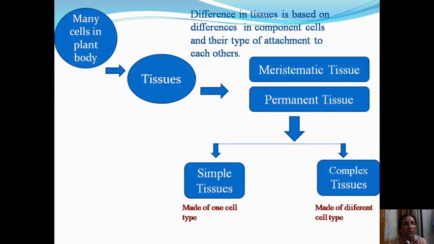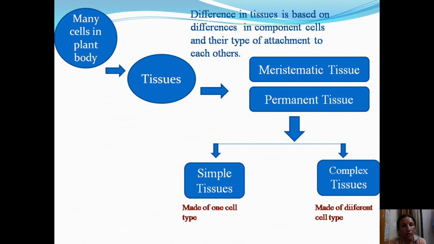So, the plant body is made up of many cells. Cells come together to perform a particular function, resulting in the formation of tissues. Difference in tissues is based on difference in component cells and their type of attachment to each other. It means all the cells which are basically of the same type, when they come together result in the formation of a tissue, and then how they attach to each other determines the working of that particular tissue.